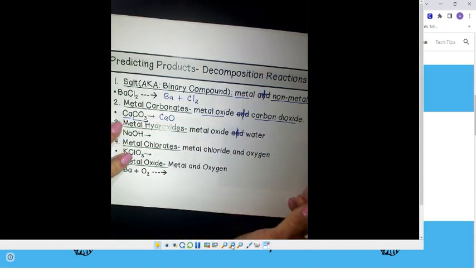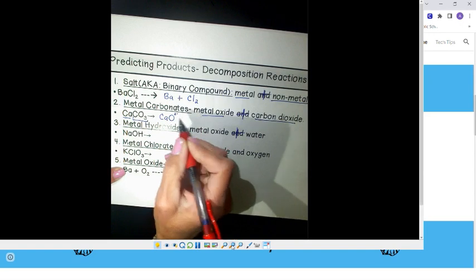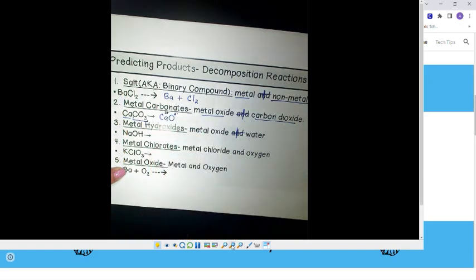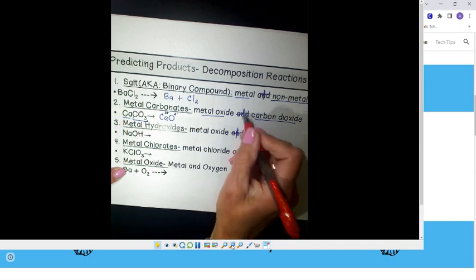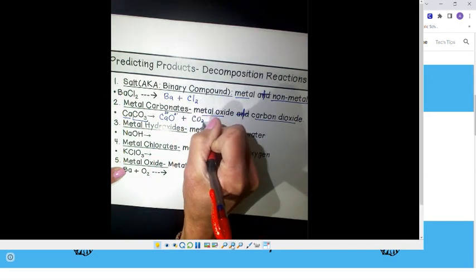Now before I go further, I'm going to check my oxidation numbers. Oxygen is -2. Calcium is +2. Do I need any subscripts? Okay. And carbon dioxide, that's CO2.